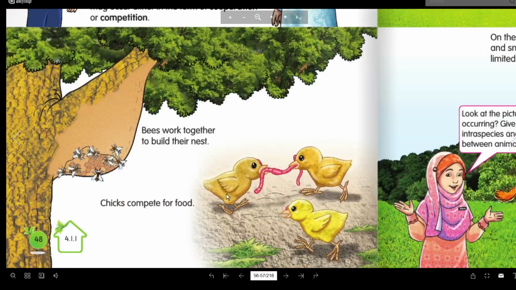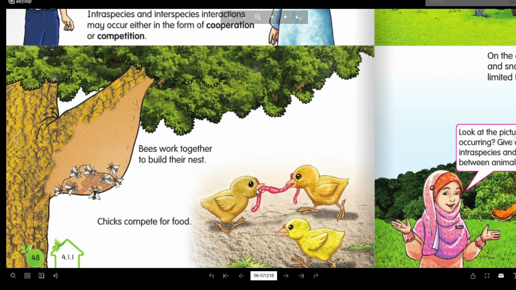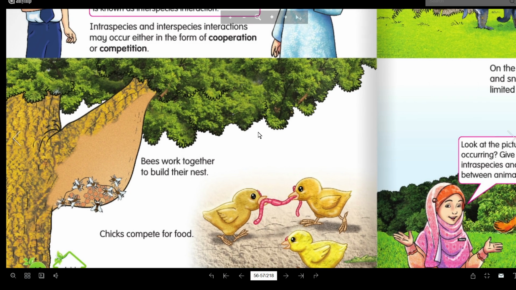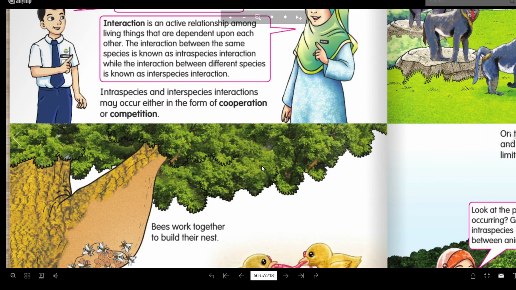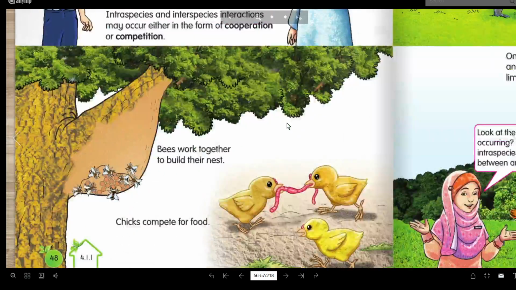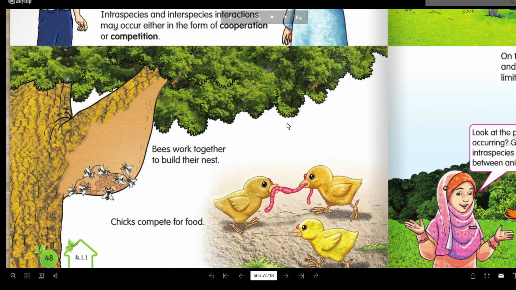Suppose here you can see these chicks getting their food from worms. So this is interspecies because they are interacting with different species, right? Intraspecies or interspecies interaction can take place in the form of competition or cooperation. Let's see that in detail.